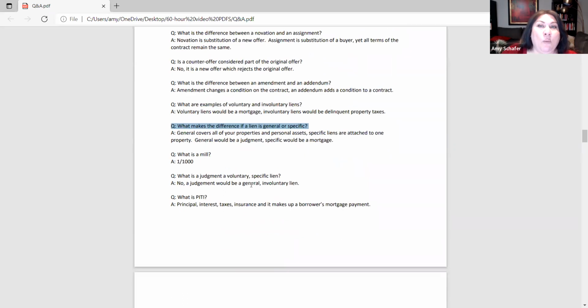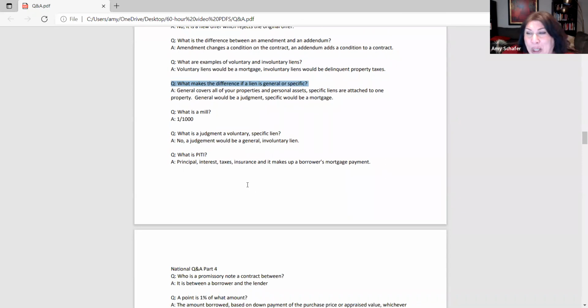A mill is a 1/1000th. Percent is a 1/100th, but a mill is a 1/1000th. And a mill is a number used to calculate and multiplied by an assessed value in order to determine the property tax amount for a homeowner. That could be a math question for you. And again, I think we've hit this one pretty hard.